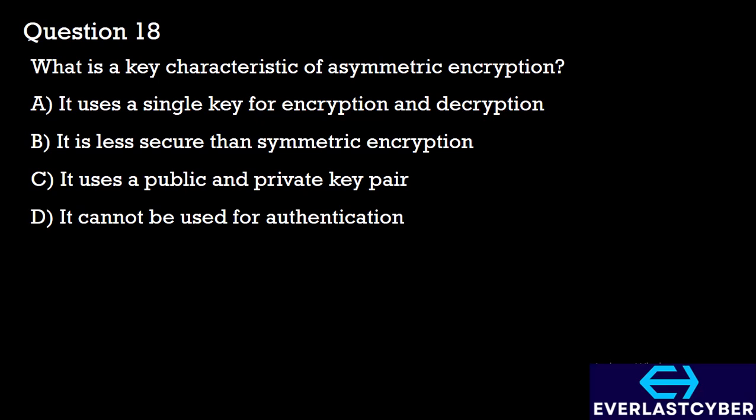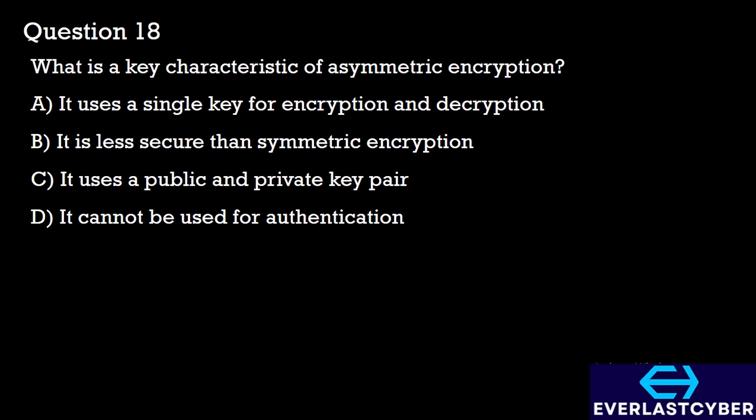In option B, asymmetric encryption is generally considered more secure for tasks like key exchange and authentication. However, it is a bit slower than symmetric encryption. In asymmetric encryption, there are two keys involved. There's a public key that is used for encryption, and then there's a private key that is used for decryption. The public key can be shared openly, but the private key remains a secret. This method is more secure for tasks like secure communications and digital signatures.